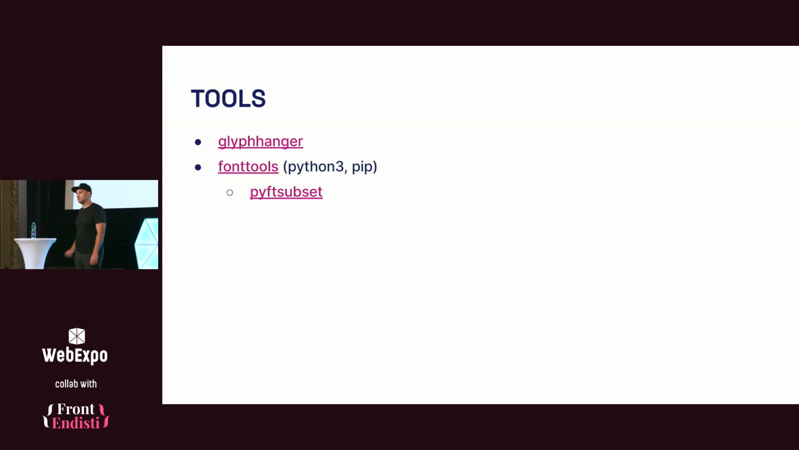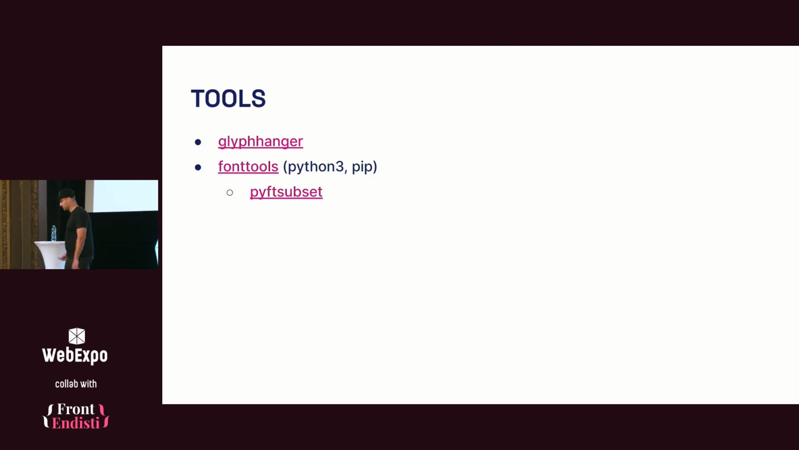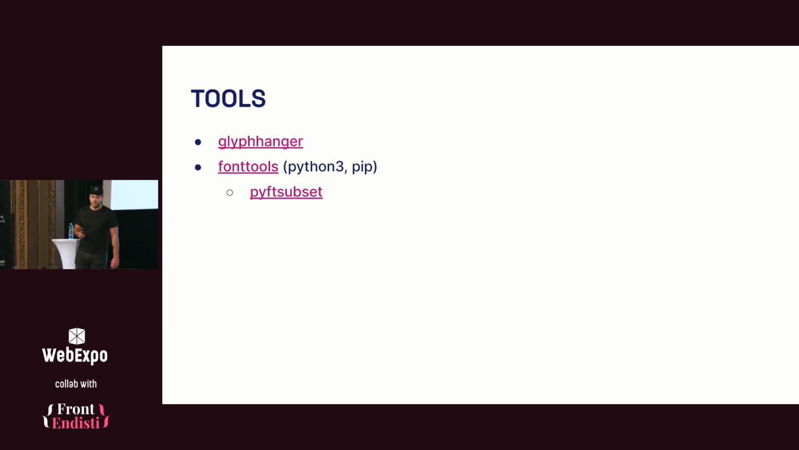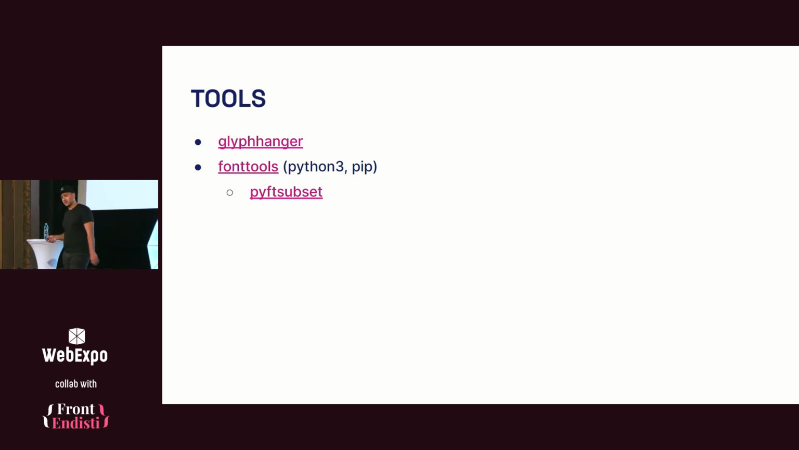Glyphhanger is an npm package. It can be globally installed, and it's a tool which can find these Unicode keys inside some source. And the source can be a text document, a local HTML file, or some remote site. So it's quite good. And it ends with a print in your console, and you will get a Unicode range of your used characters.